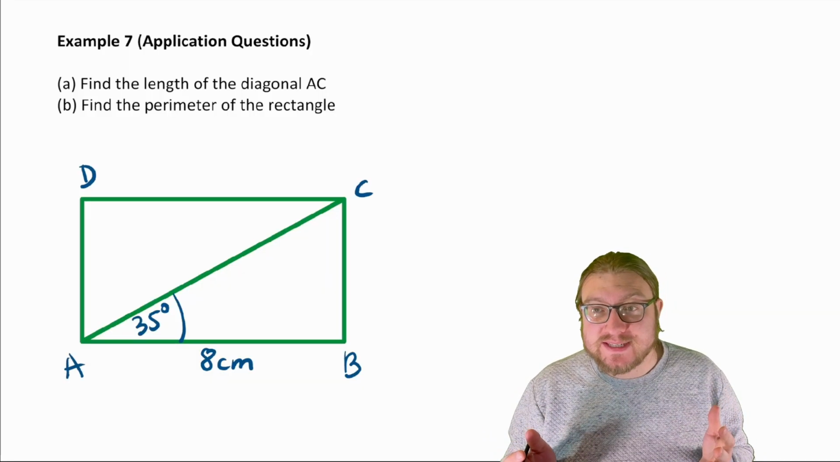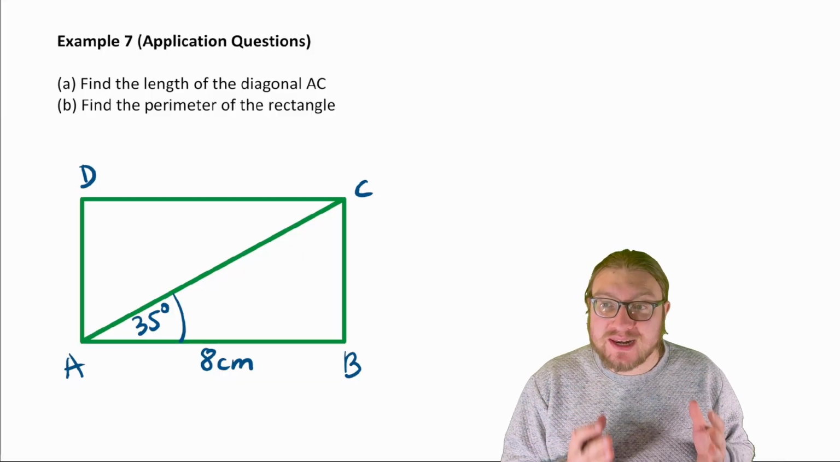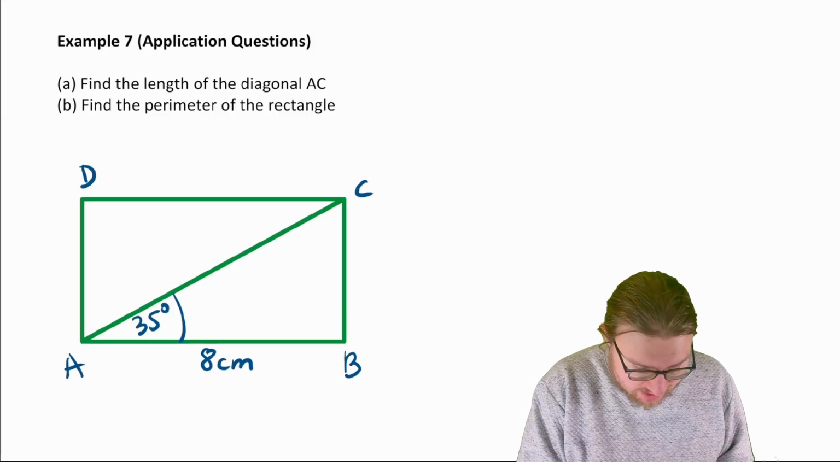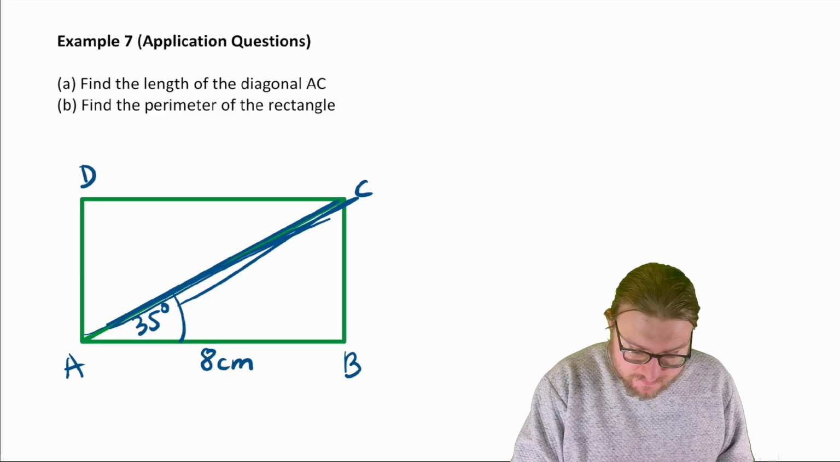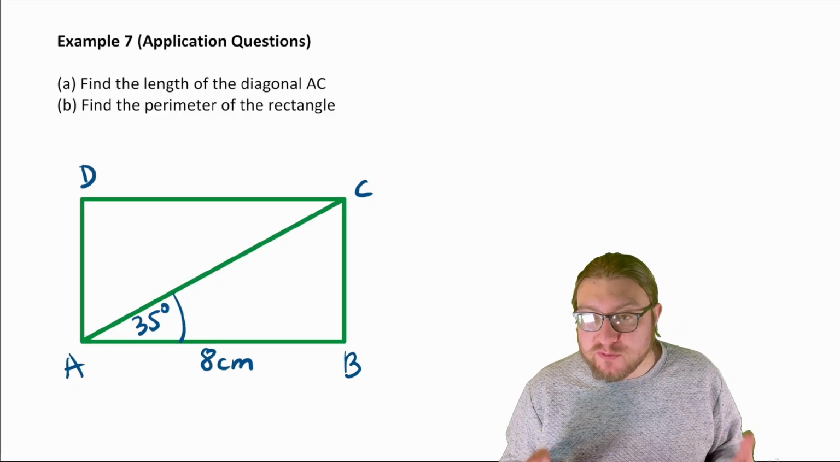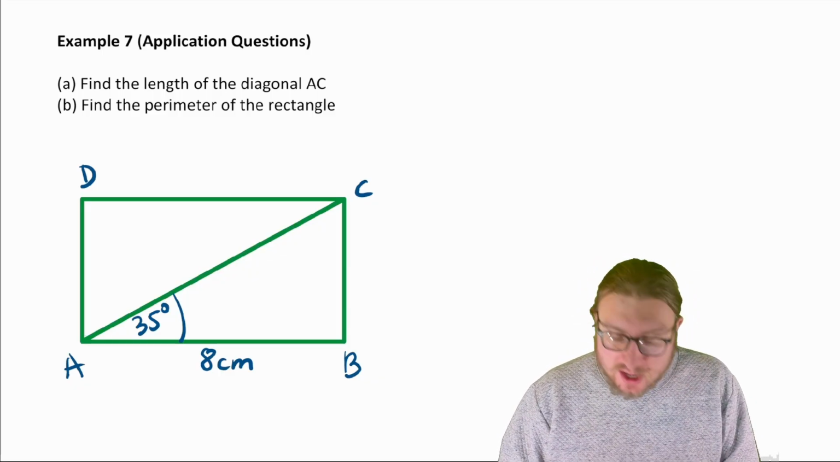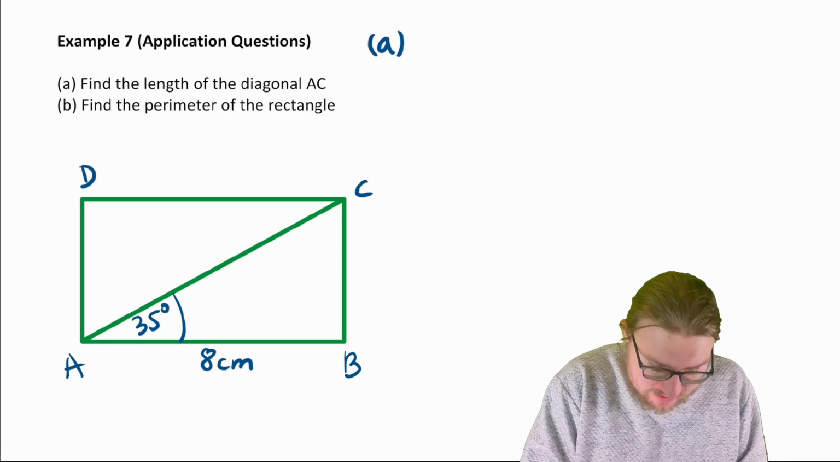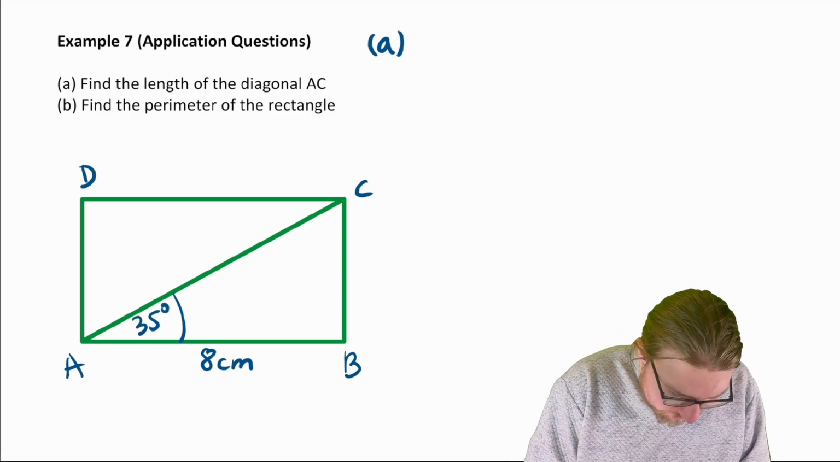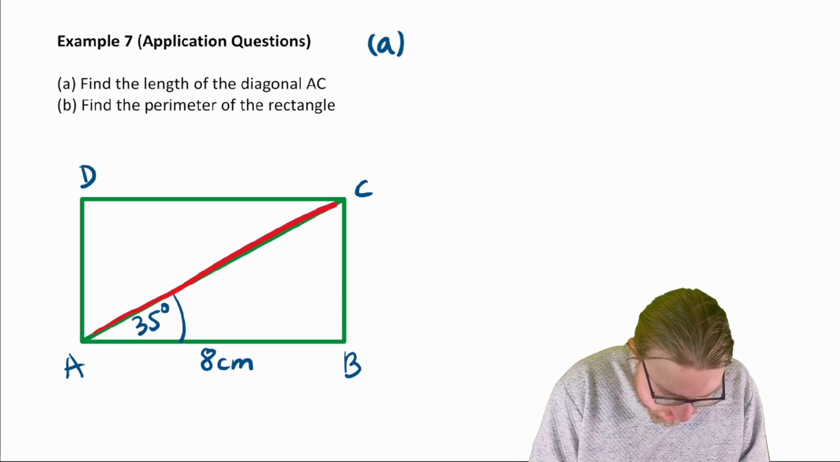So let's have a look at this example here. We want to find the length of the diagonal AC, so this is the line here in the middle. And then we want to find the perimeter of this rectangle. So let's have a look at question A. We want to find the length of the diagonal, which is this length here in the middle.